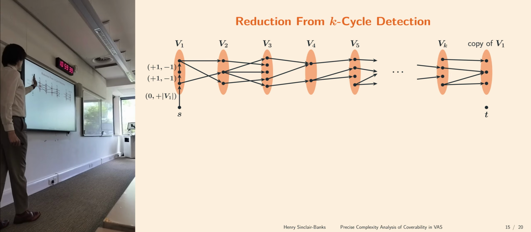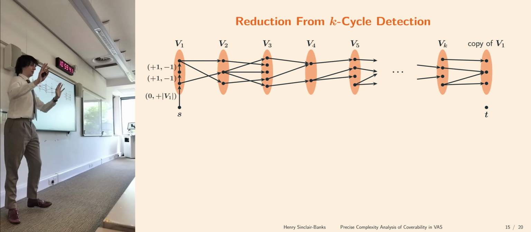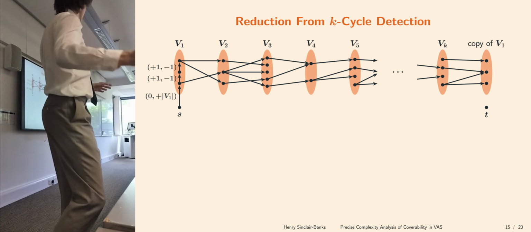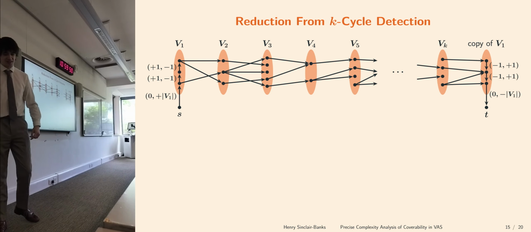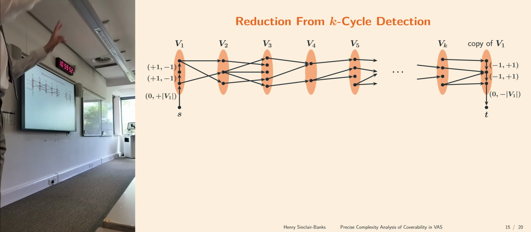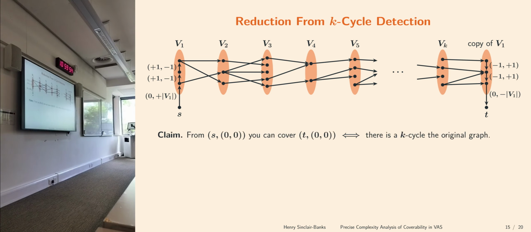All of the edges that do not have a label have 0 update. These are 0, 0 vectors everywhere. And I'm going to do the same thing on the other side. I'm now going to climb down the ladder. I'm going to subtract one from the first counter, add one to the second, and then take off this large number. And I claim the following. From s, starting with 0, you can get to t with any value if and only if there's a k-cycle in the original graph.